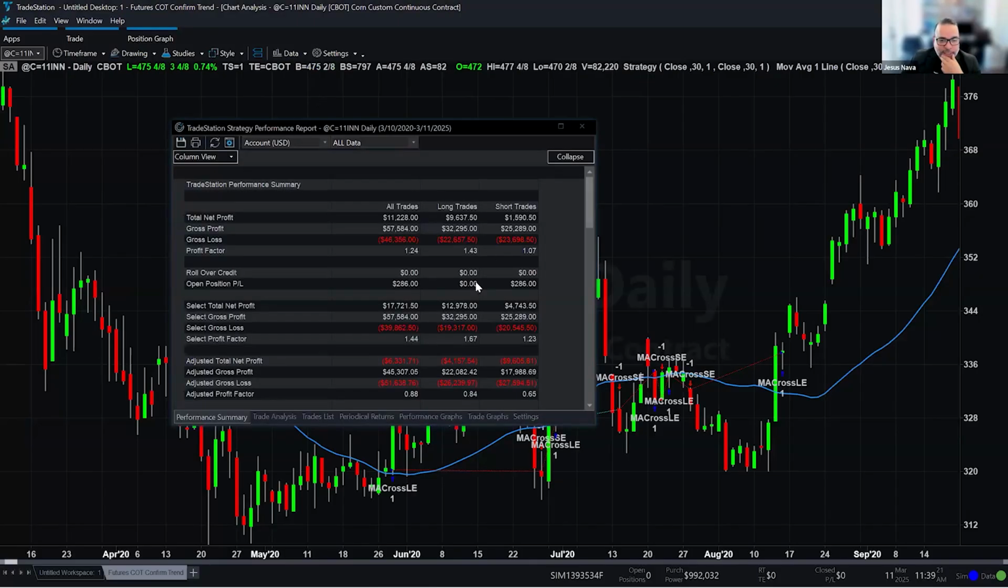So this strategy, which is a moving average cross strategy, is almost breaking even at 1.24. It made $57,000, but it lost 46. The net profit is 11,000. There's no cost built into the strategy backtest yet, so this is not including commissions. I'm sure that once you start including commissions and slippage, this will turn into a losing strategy. But out of the box, it's showing me some net profit.